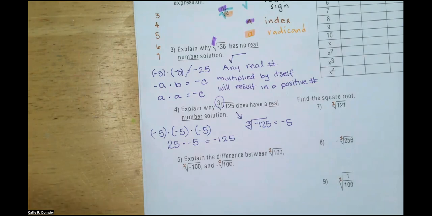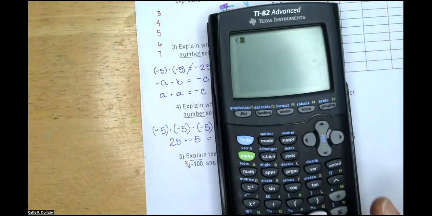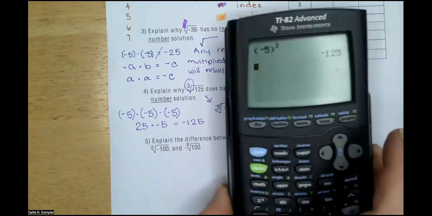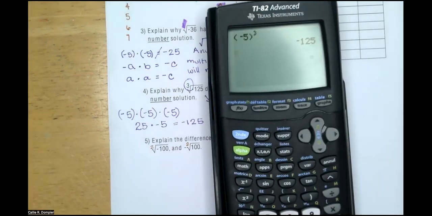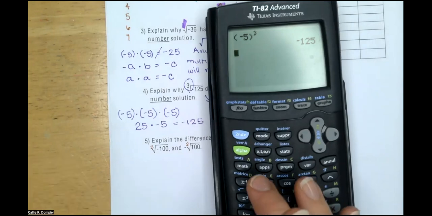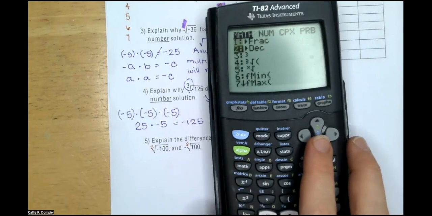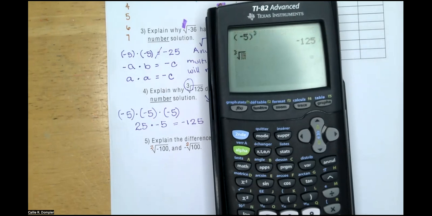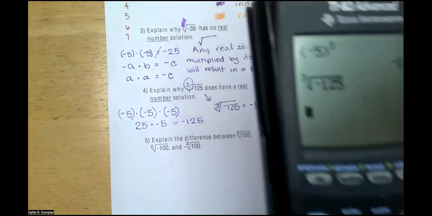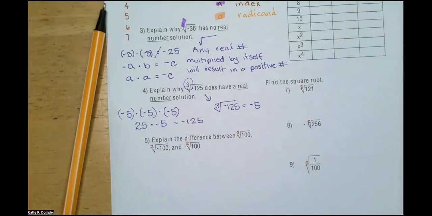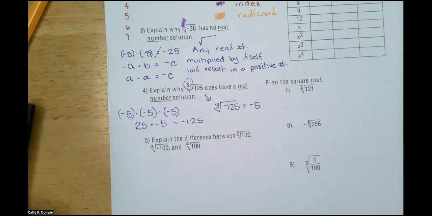If you're more comfortable doing that in your calculator, that is okay. Negative 5 to the third power is negative 125. Good. The cubed root of negative 125 is negative 5. Good.